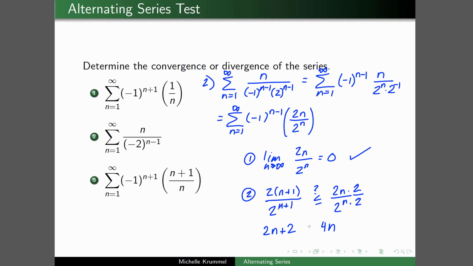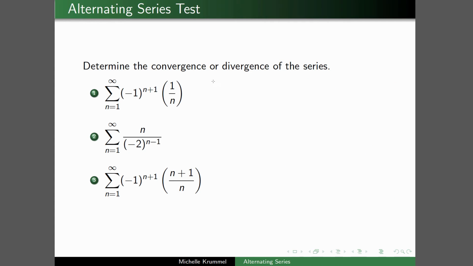2n plus 2 is less than or equal to 4n for all n greater than or equal to 1. So we've satisfied the second condition for the alternating series test. Therefore, this series does converge by the alternating series test.